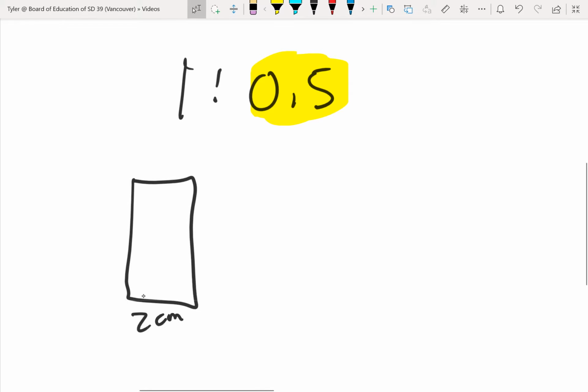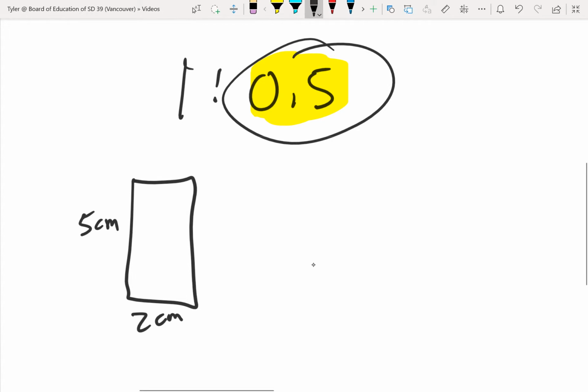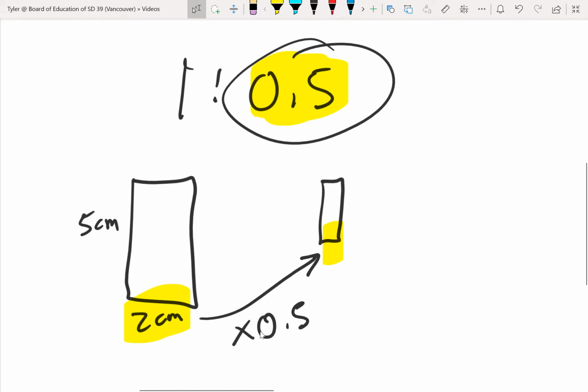Say this is 2 centimeters and this is 5 centimeters. If I'm going to use this scale, I'm going to redraw it. But again, I have to match up the sides. This 2 turns to this. And I'm going to multiply it by whatever my scale is. In this case, 0.5. So it's going to become 1 centimeter.